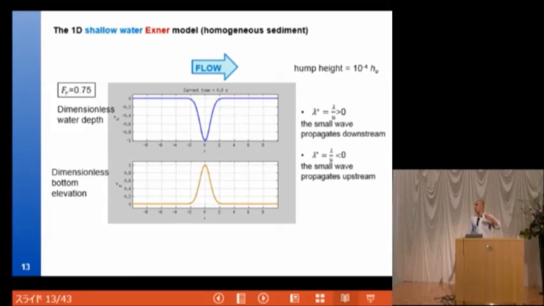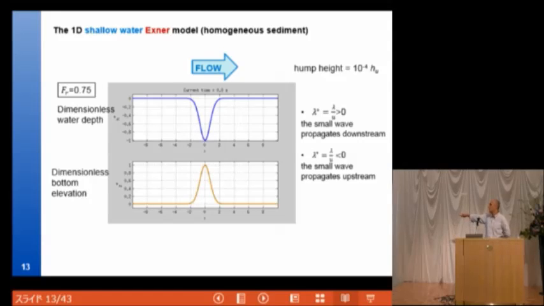Let me consider a flat bed with a very small perturbation on the bottom, 10 to the minus 3 times the water depth. Here I increase the scale. I distort the scale because I will show you something later. This is the bottom elevation, which is very, very small compared to the water depth. And this is what arises from the analysis of the matrix.